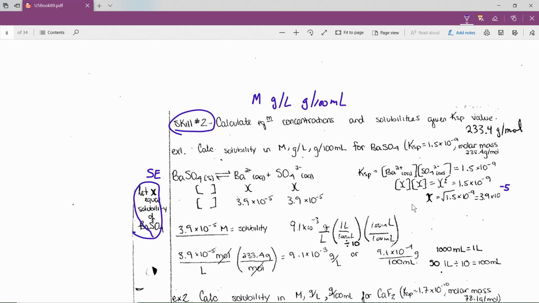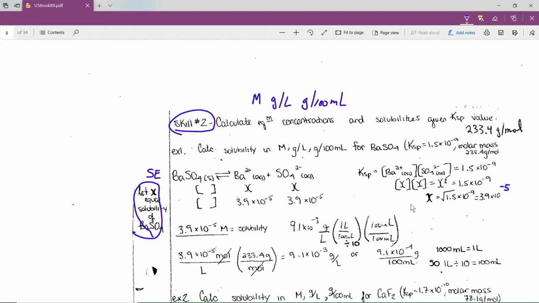Or if you don't like using square roots, if you always like raising to the power, x to the y or y to the x, however your calculator displays it, square root is the same as raising to the 0.5 power. So at equilibrium, I will have 3.9 by 10 to the minus 5 moles per liter of barium 2 plus and 3.9 by 10 to the minus 5 moles per liter of SO4 2 minus.